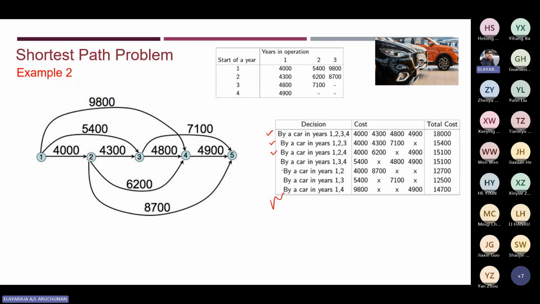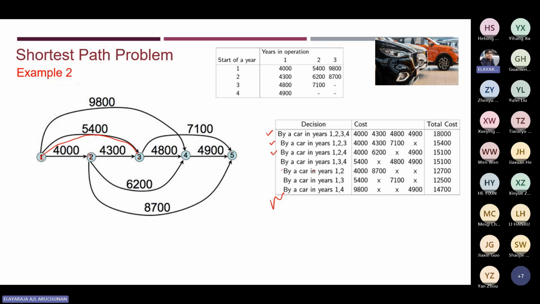Likewise, first you choose a car. You buy a car the first year, and then the second year you buy a car, but you keep it for 2 years of operations, which cost about 6,200. Then you buy a new car in year 4, which is 4,900. That is a third possible decision. And likewise for the fourth decision, 1, 3, 4: first year buy the 4,000, and you keep it until third year, so it becomes 5,400.